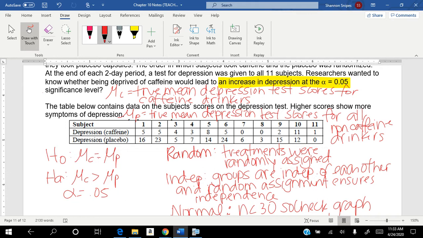Wait, I think I did that wrong. Let's think about this again. And you're probably yelling at your screen, which I hope you are. That would make me happy. All right, if we take away caffeine, we would have a higher depression rating. So I wrote it the wrong way. So we're going to put greater than for the placebo, so the caffeine group scores would be less than the placebo group scores. And we've got the alpha equals 0.05 level.